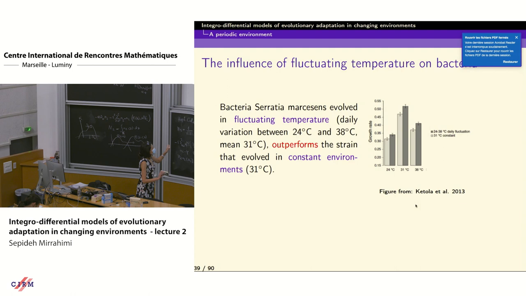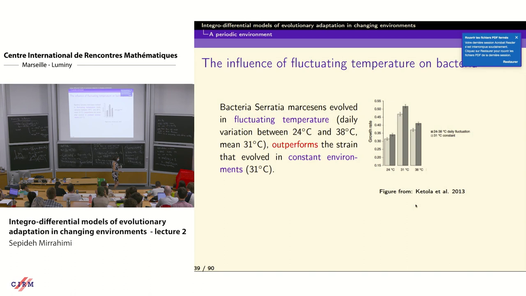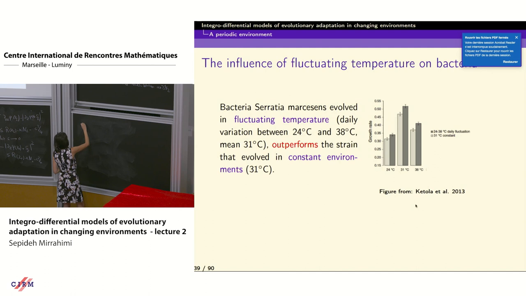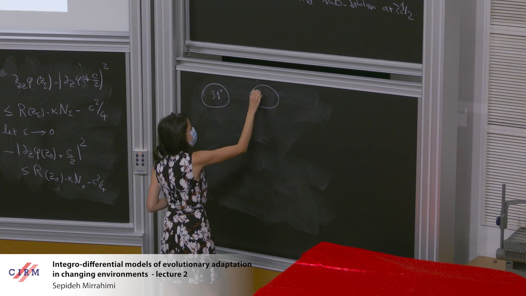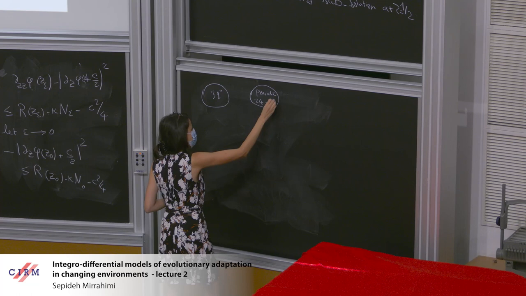So we had this experiment of biologists who had studied a population of bacteria, and they had two copies of these populations which were genetically identical initially, and they put them in two different environments: a constant environment, where the temperature was equal to 31, and in the second one, we had a daily periodic change of temperature. So this was constant 31. And this was the environment with periodic temperature with an average of 31.